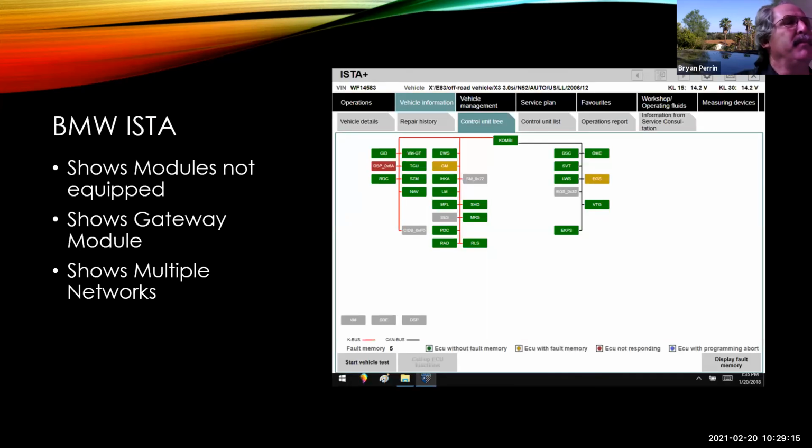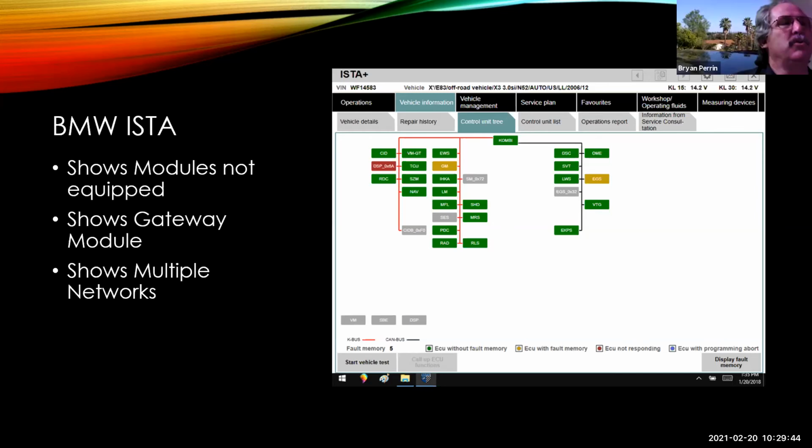Then I have BMW ISTA, which is BMW's factory scan tool. They have a couple different screens they use. This is one of them. And this shows the gateway and multiple networks. Again, each of our networks has a different color. And the modules being shown in different colors means there's different things going on with the module. So does it have a code? Does it have a problem? The ones in gray are not on this car.